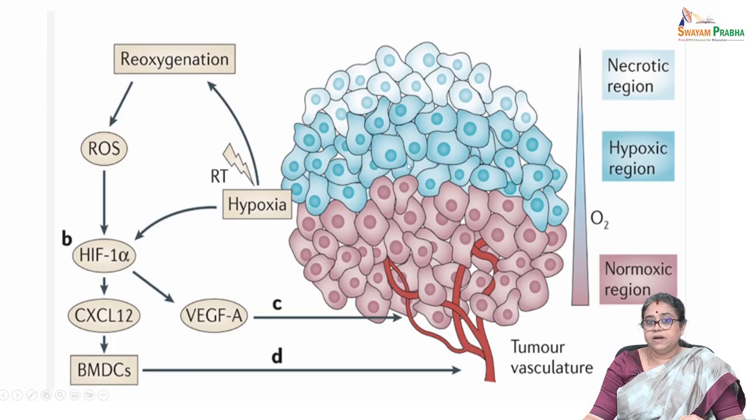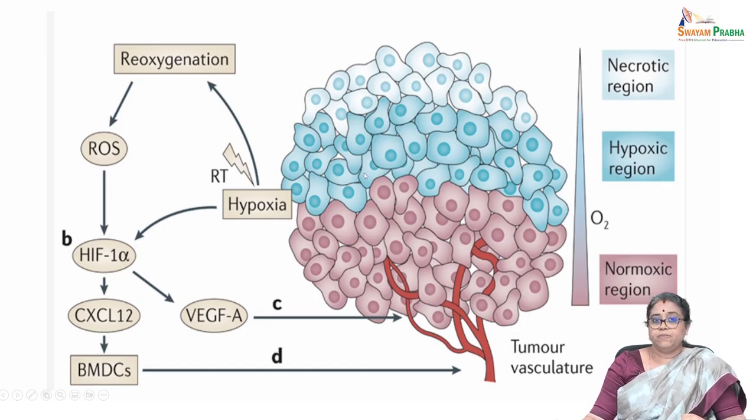Then deeper into the tumor, you have an area where the oxygen cannot reach. That is called the hypoxic region, where the oxygen concentration is low. And beyond that, there is another area called the necrotic area, where the cells are already dying because of lack of oxygen. So, within a tumor, you have the normoxic, the hypoxic and the necrotic region. And the hypoxic region is very important for a pro-tumorigenic environment.